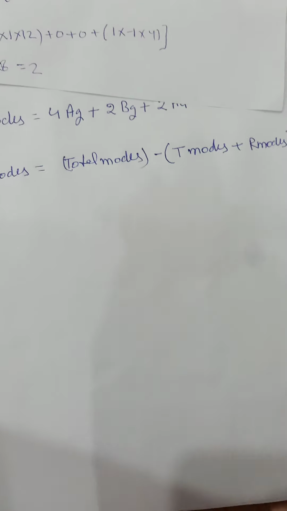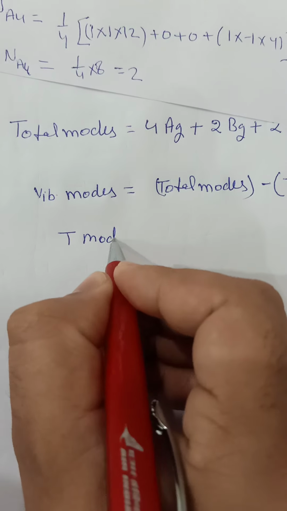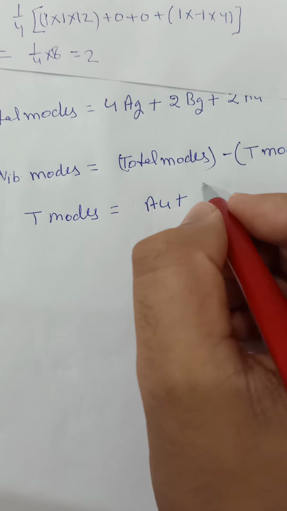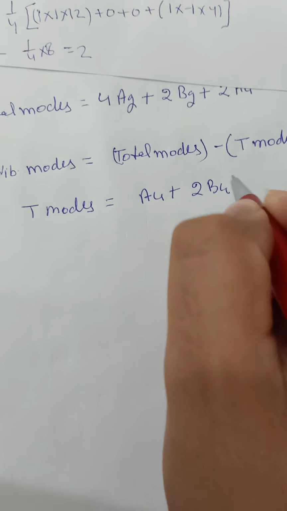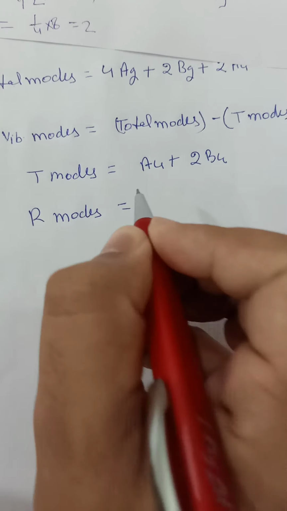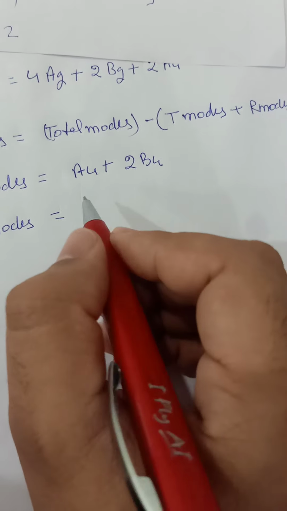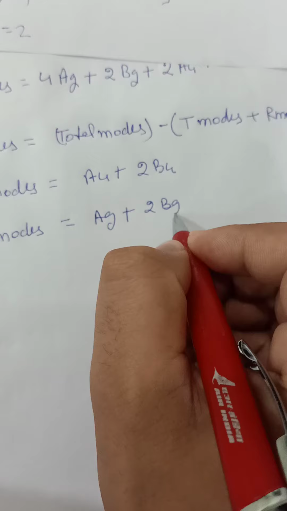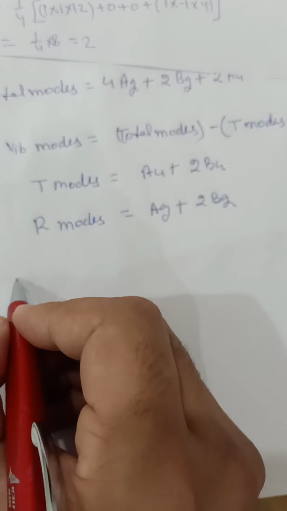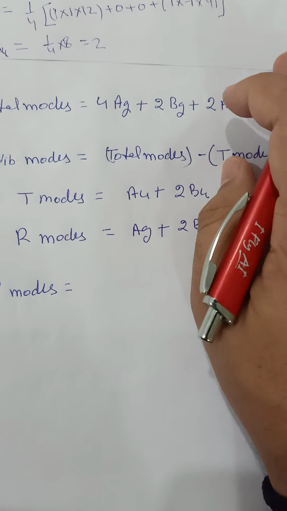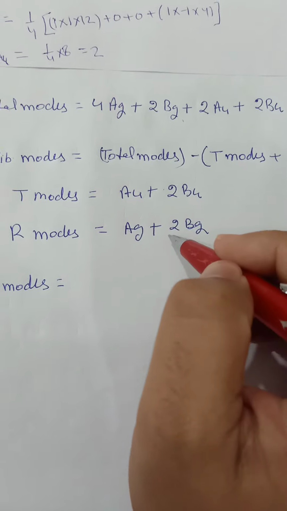So what are the translation modes? T modes, that is translation modes, these are equal to AU plus 2BU, and the rotational modes, these are equal to AZ plus 2BC. So from here, vibration modes will be these total modes minus summation of these two.